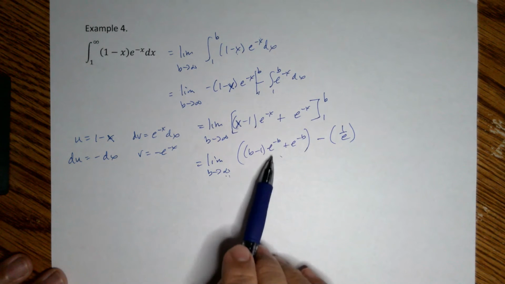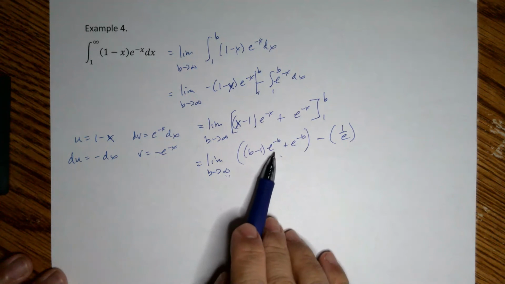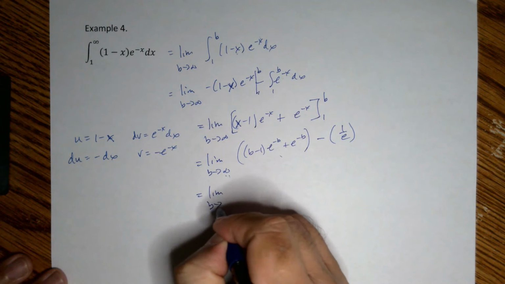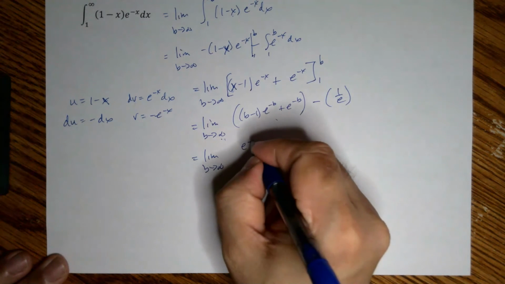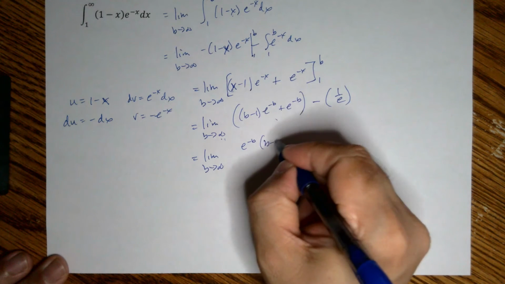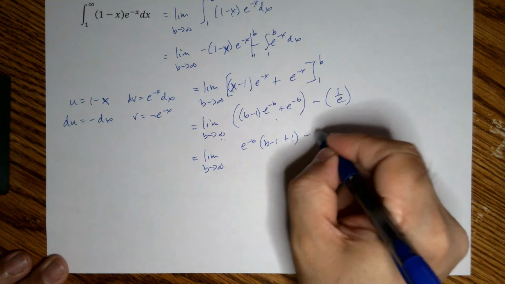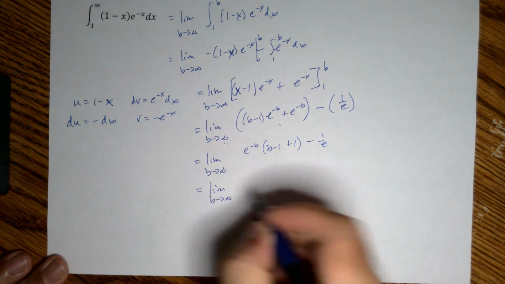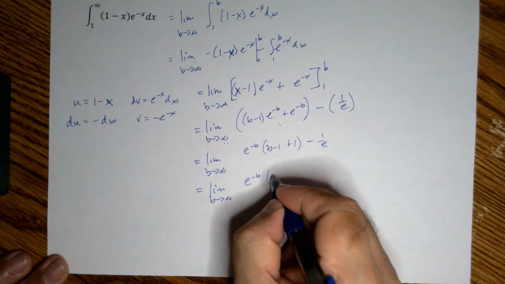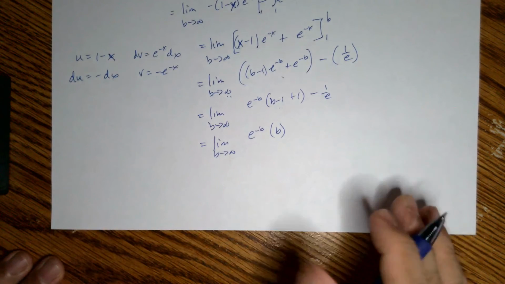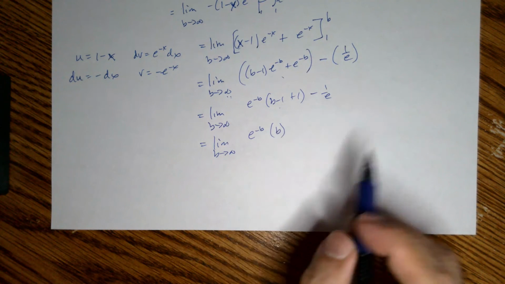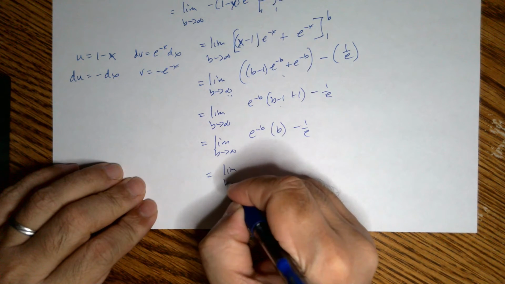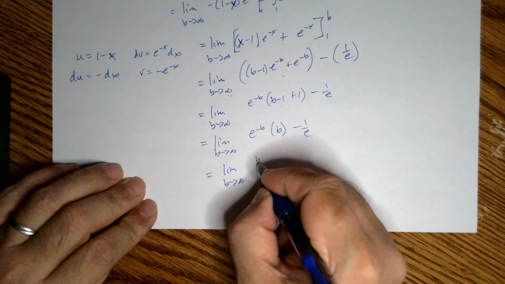As b goes to infinity, what is this doing? So let's go ahead and take e to the negative b out. If I take e to the negative b out, that leaves me b minus 1 plus 1. So that part cancels. So e to the negative b times b. Okay, I don't know why I used parentheses. So negative 1 plus 1 cancels, leaving me just b. So continuing, that's b over e to the b.